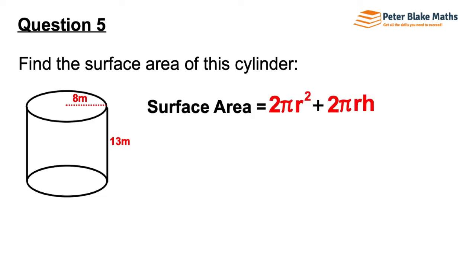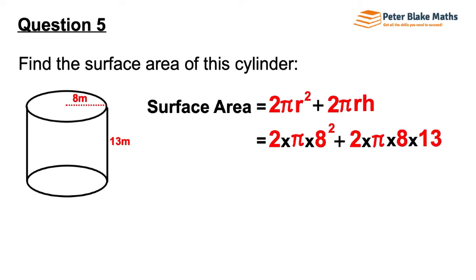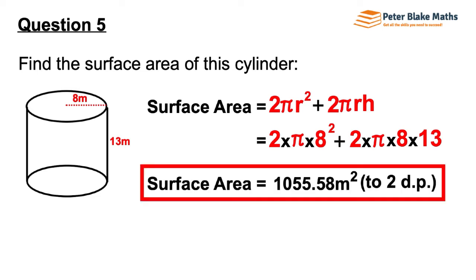So the formula for the surface area of a cylinder is 2 pi r squared plus 2 pi r h. So we have a radius, an r of 8, and a height or an h of 13. So on the second line we're going to substitute those in. 2 lots of pi lots of 8 squared for the first section, plus 2 lots of pi lots of 8 lots of 13, when our r of 8 and our height of 13 go in the right places there. So we'll type that all carefully into our calculator and we will get a surface area of 1055.58 if we round that off to 2 decimal places.